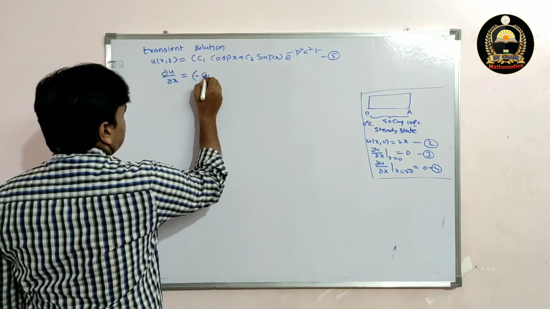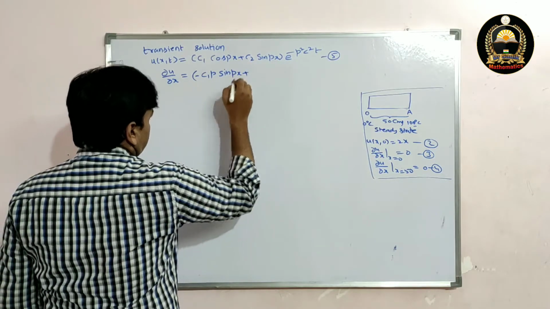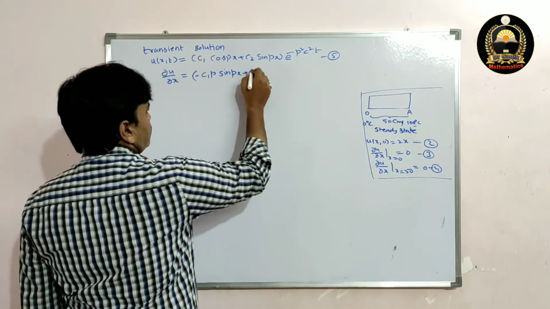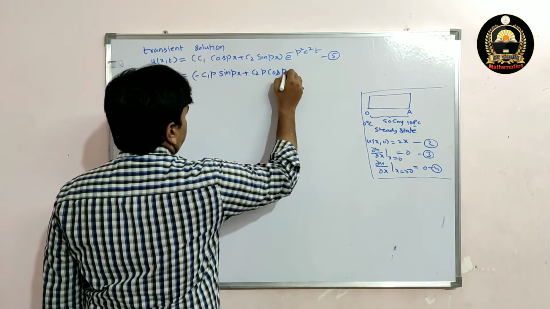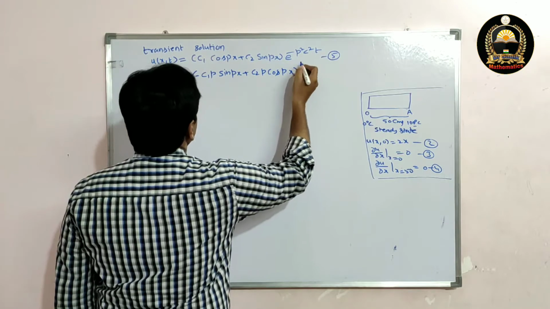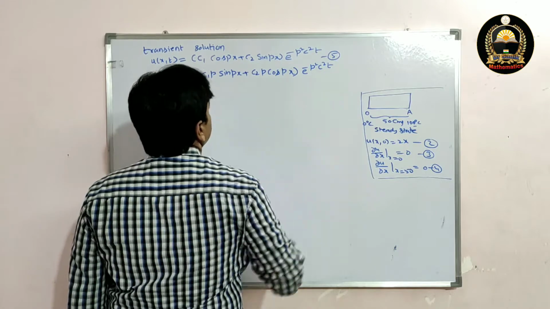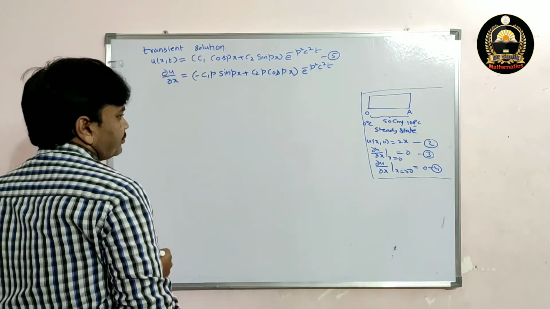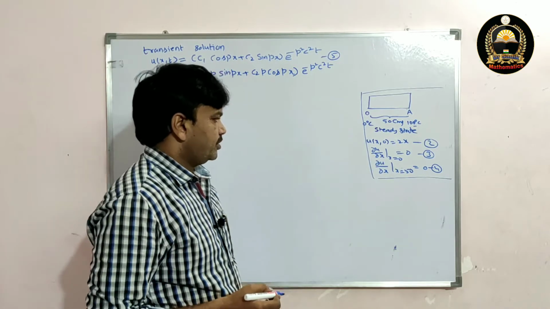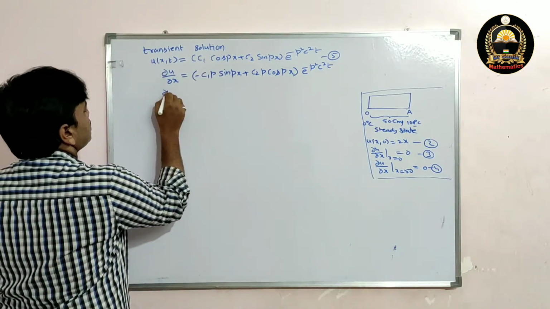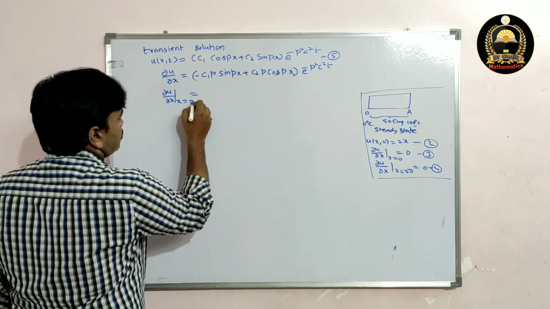So minus C1 p sin px plus, here also students, we get C2 p cos px, the derivative of sin, into e power minus p square c square t, there is no x here. Now you substitute. Now dou u by dou x at x is equal to 0, students. So the x value is 0.